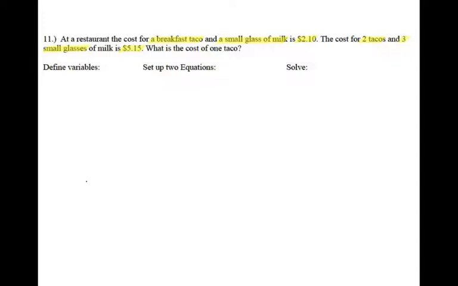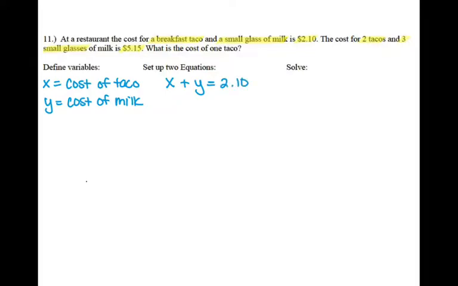So I'm going to define my variables. I'm going to let X equal the cost of the taco, and Y equals the cost of the milk. So when I buy 1 breakfast taco and 1 glass of milk, that costs $2.10. When I buy 2 tacos and 3 glasses of milk, that costs $5.15. So there is my system.